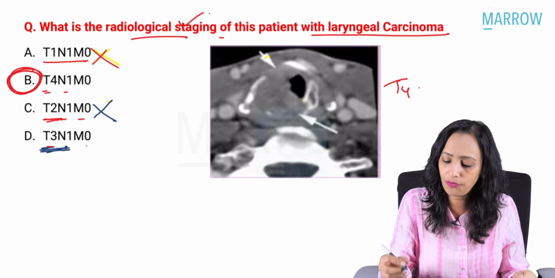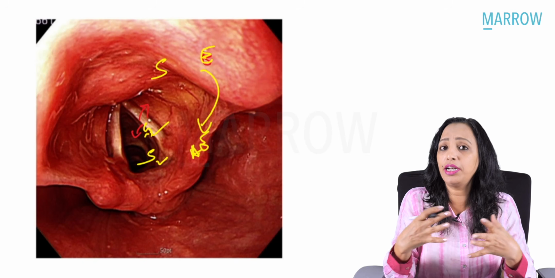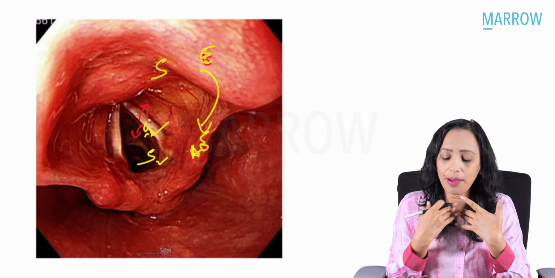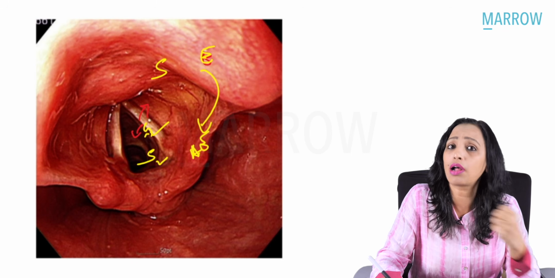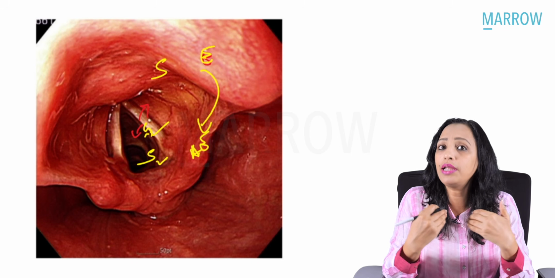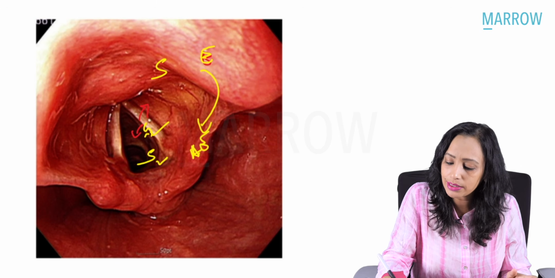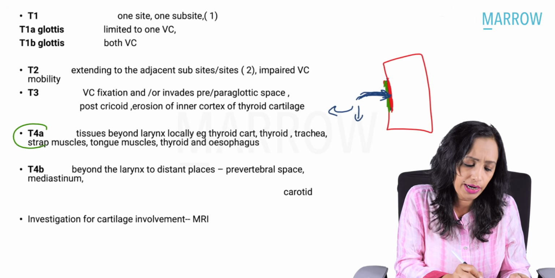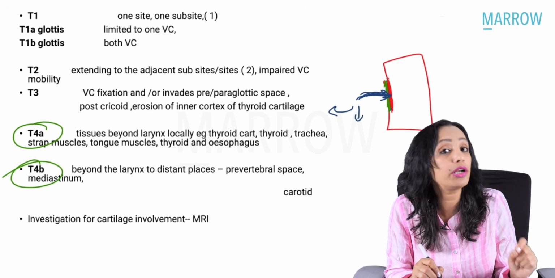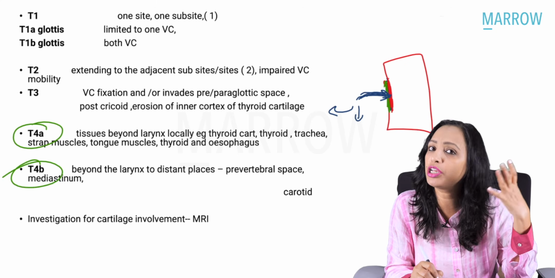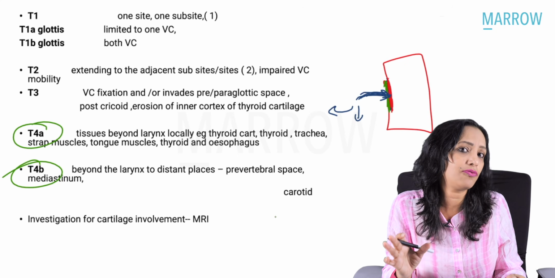What is T4? T4 means that the tumor has gone out of the larynx. When it is local, local means it has gone to the strap muscles or to the thyroid gland, invaded the thyroid cartilage completely, or locally if it has gone below to the trachea or posterior to the esophagus, that is T4. That is still operable, that is T4A, right? And T4B is when it has gone to distant places which makes the tumor inoperable, like the mediastinum, carotid sheath, base of skull, all these things, or prevertebral space, right? So all that is T4B.